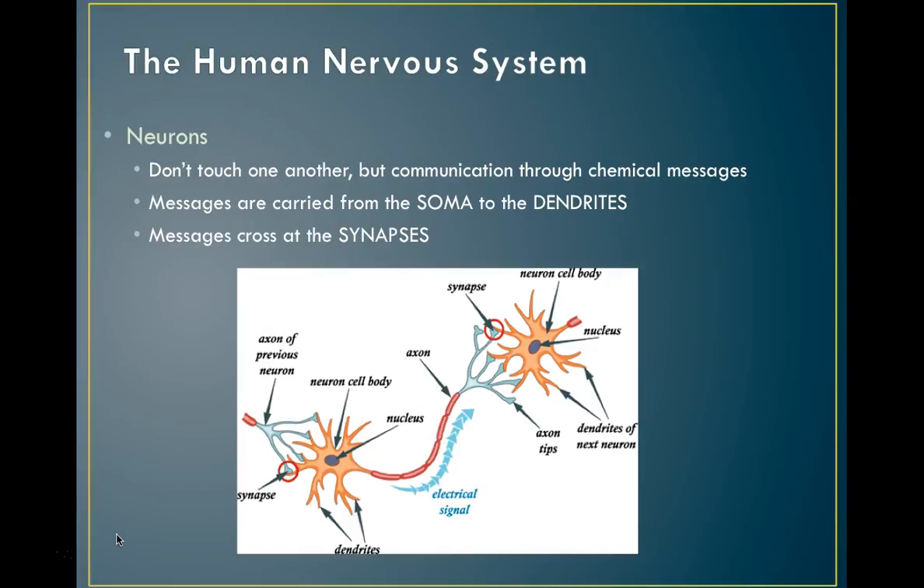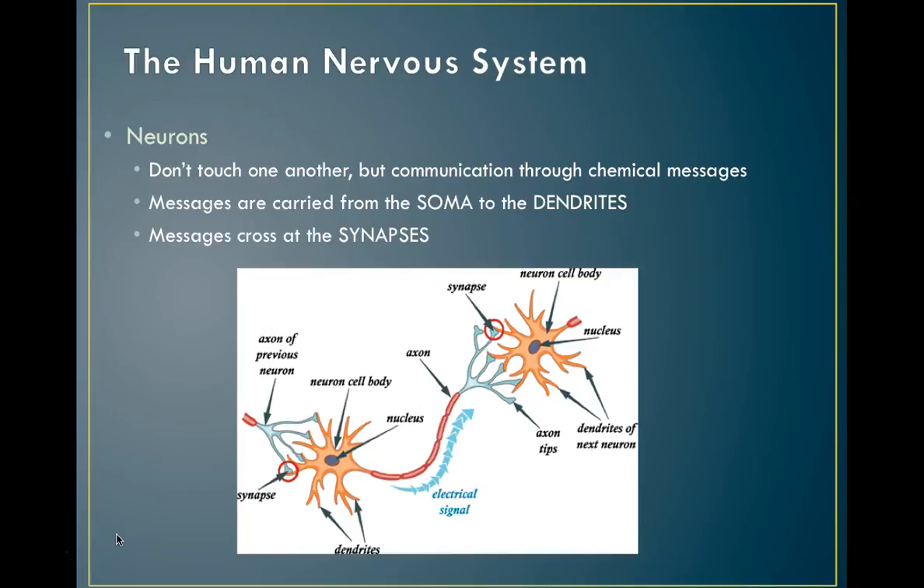What you see here is a diagram of a neuron. Now notice those points where the axon of a previous neuron ends, and you see those axon tips coming into contact with the dendrites of the next neuron. They're not actually touching, but rather they're pretty close to one another, and there's a little gap there that chemicals are transmitted across, and that's what sends messages from one neuron to the other.